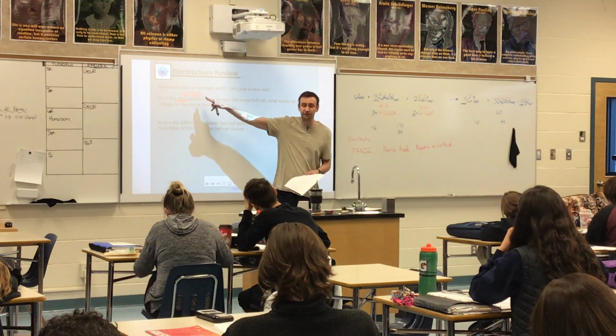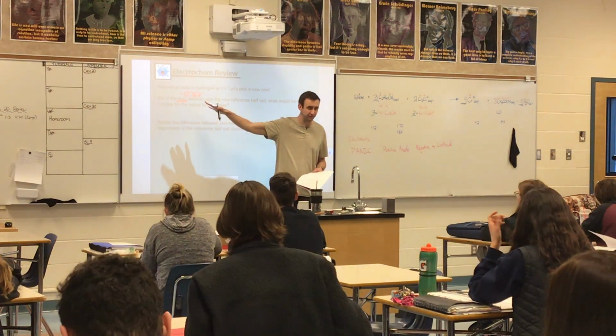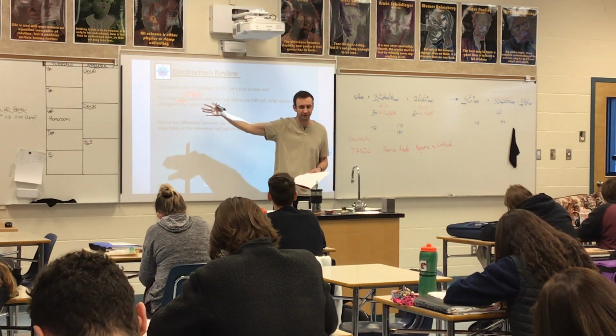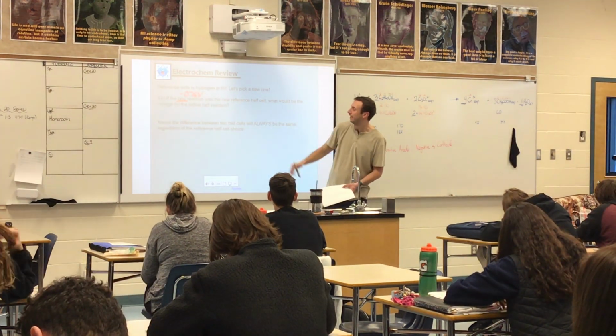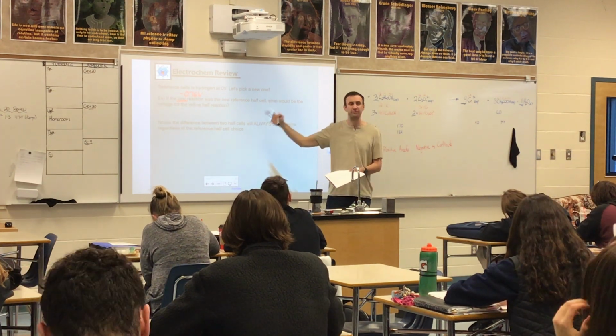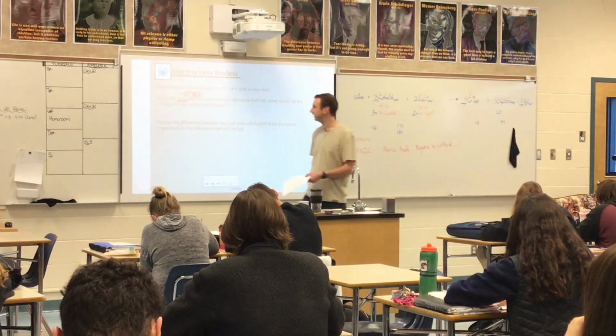So if this is the new zero, what do I do to everything else? Yeah, you subtract the negatives, you're adding 0.76. So all you do is you subtract the voltage value for the new reference half cell from everything else. Okay, so subtract.